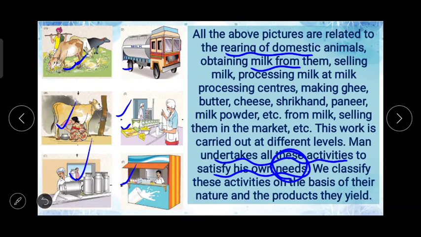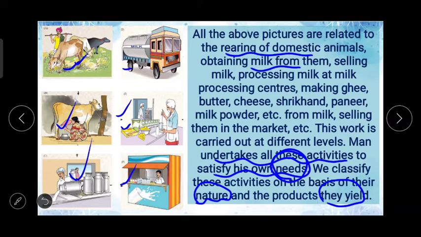We have needs, basic needs. If we talk about, then food, shelter and clothes. So in food, milk है ही, और मिल्क प्रोडक्ट्स आजकल हमारे डाइट में बहुत ज़्यादा होते हैं, जैसे घी है, बटर है, चीज़ है, पनीर है, मिल्क पाउडर है. So man undertakes all these activities to satisfy his own needs, and we classify these activities on the basis of their nature and the products they yield.